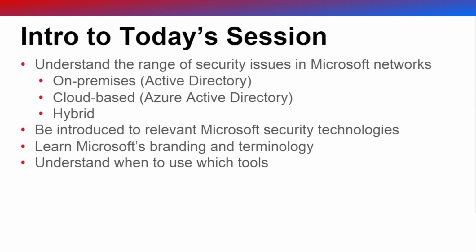So what we're going to be covering here is, as I say, very broad. We're going to talk about on-premises Active Directory networks. We're going to talk about cloud-based organizations, Azure AD, organizations with a hybrid model, and that's really most of them these days, where you have a combination of on-premises Active Directory networks and cloud-based users as well, using Microsoft 365, Office 365, and so forth. So we're going to be talking about relevant Microsoft security technologies in those environments.